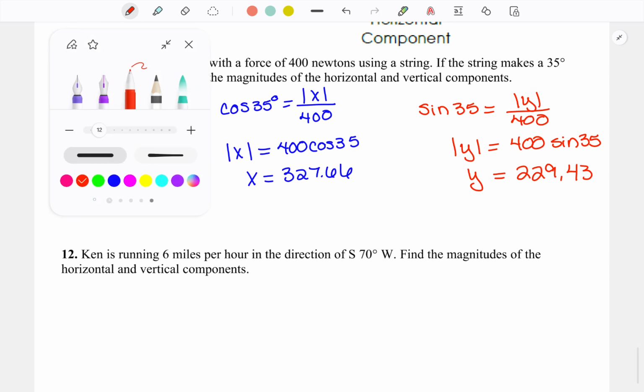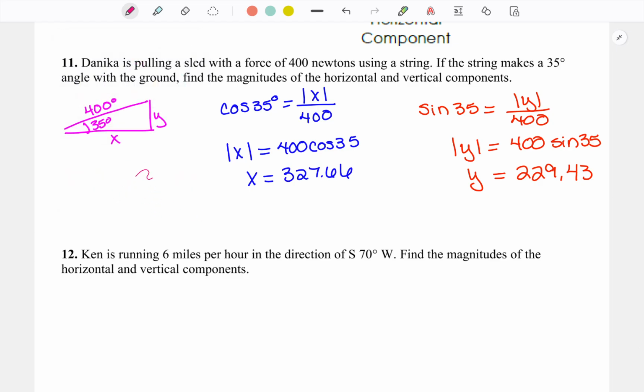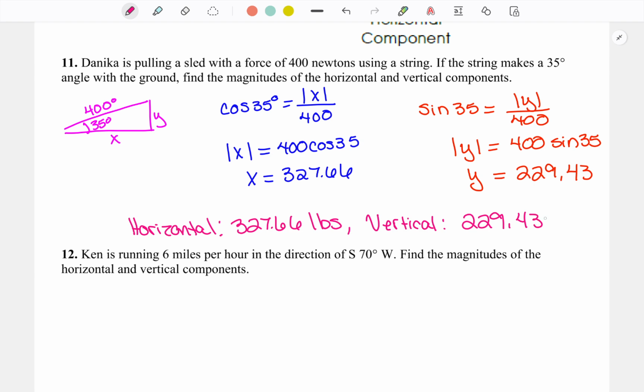So in this case, the horizontal force is 327.66 pounds, and the vertical is 229.43 pounds.